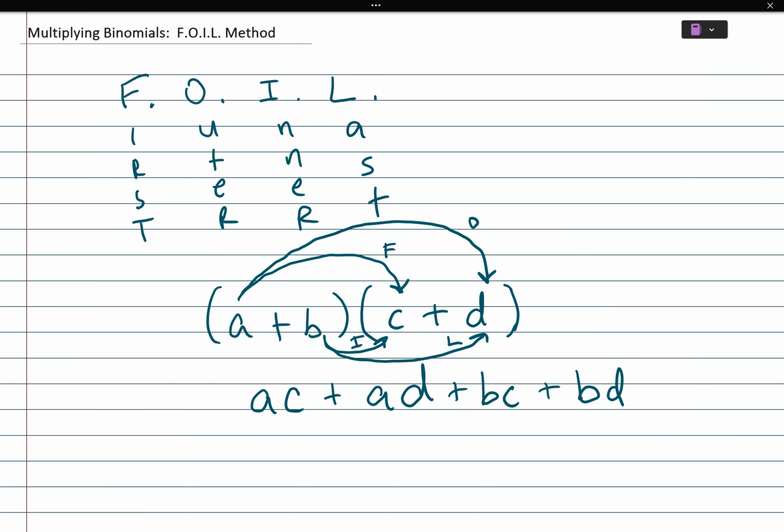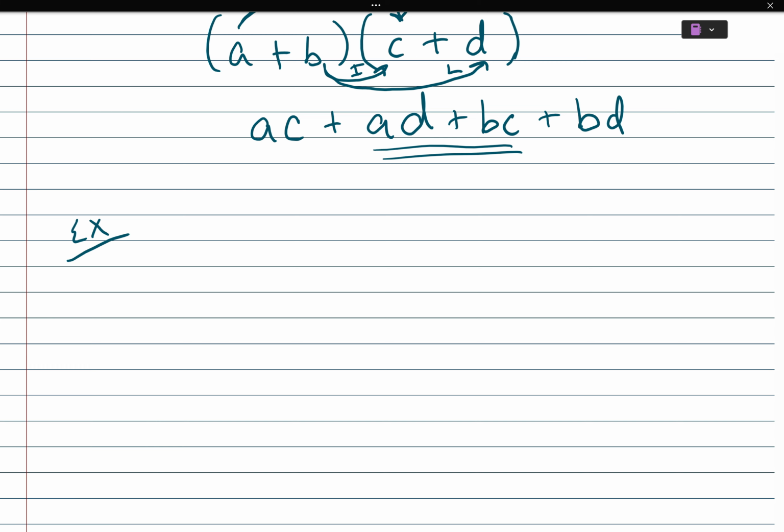All right, so when you use the FOIL method, this right here is just a diagram to show you how to use it, but most likely these two terms will be like terms, and you're going to have to either add or subtract them, combine them, we should say, and then that'll be it. You'll have completed the FOIL method. So let's go ahead and try an example.